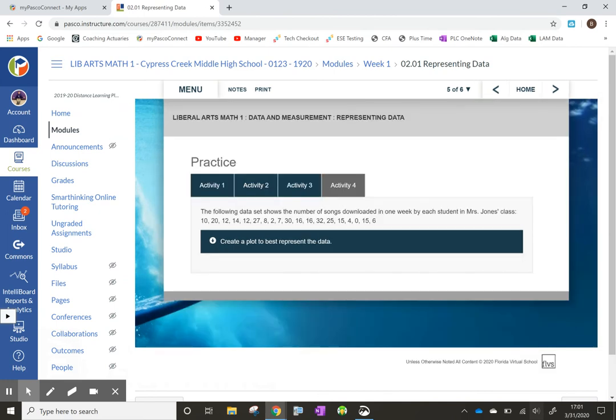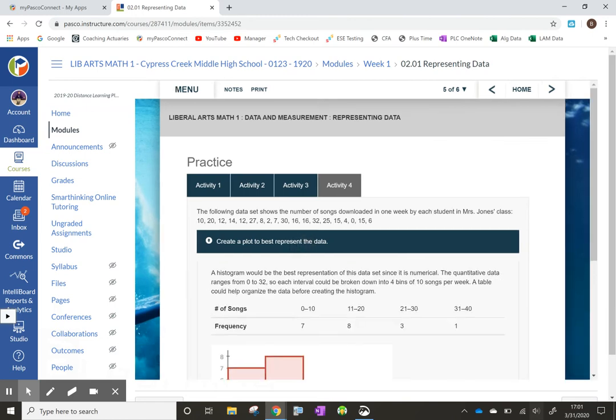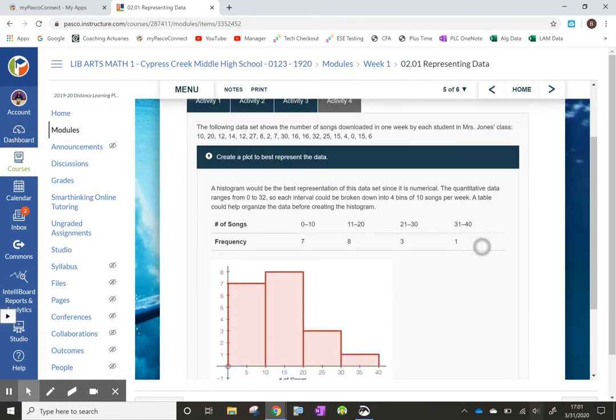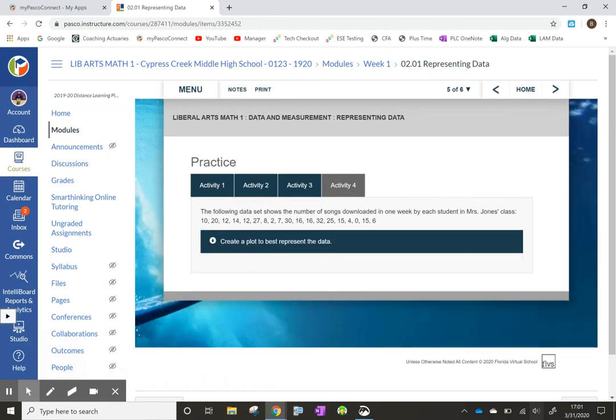Again, you can do the same thing for activity 4. You can create a histogram for that. Now, they've made a histogram for you, but if you would like to try it on your own before you spoil the answer, please do so.